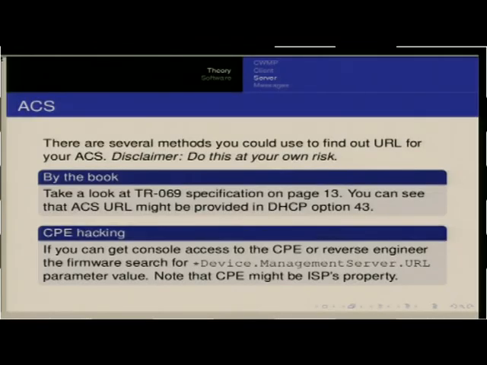So, how can you find the URL for your ACS? You could do it by the book. You can look at the TR-069 specification on page 14. You can see that the ACS URL can be provided in DHCP option 43. Often the ISPs have a separate interface for management. So if you use DSL, you will have to find your PVC settings for that one.